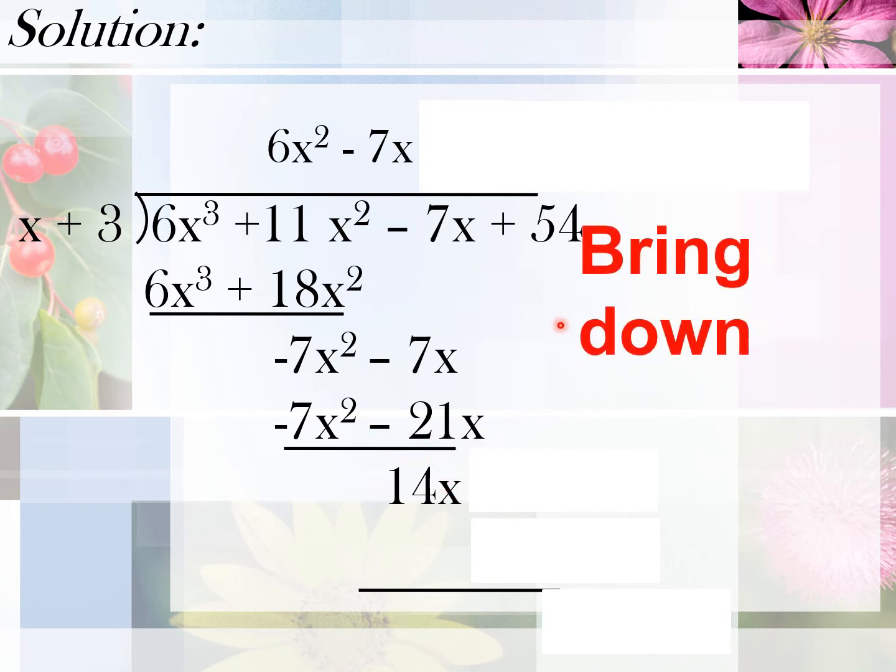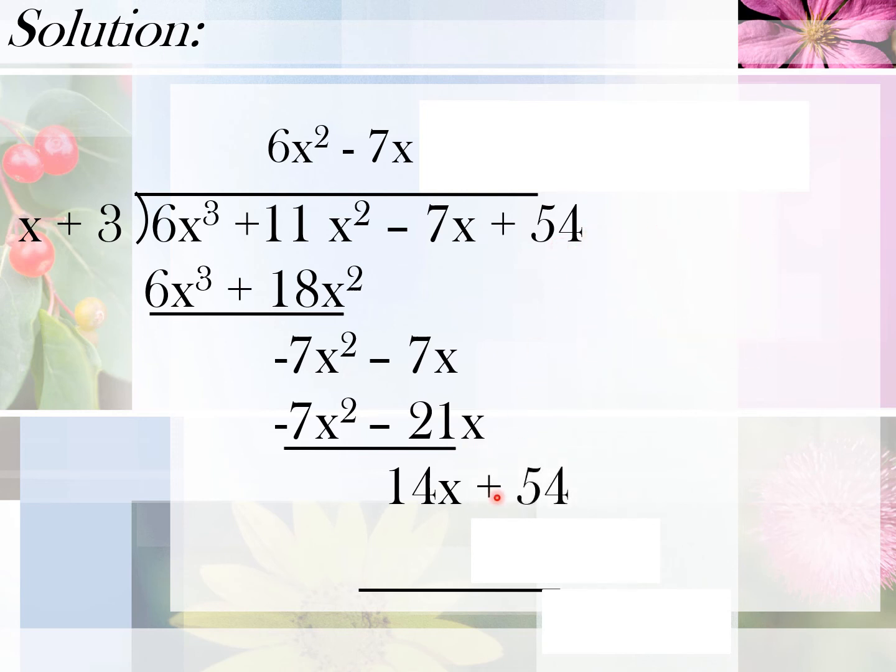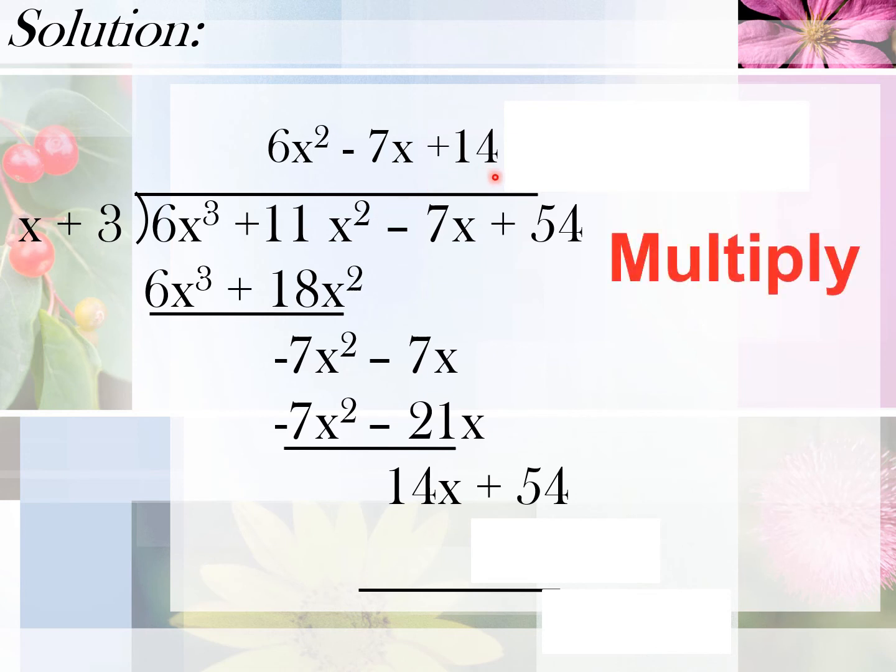And then, proceed ulit tayo sa bring down. Bring down natin 54 sa tabi ni 14x. Then, next, divide ulit tayo. So, 14x divided by x, that is equal to 14. And then, proceed tayo sa multiplication. Multiply natin yung 14 sa x plus 3. So, 14 times x is 14x. Then, 14 times 3, that is 42.